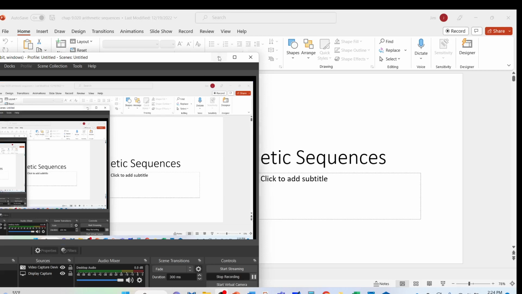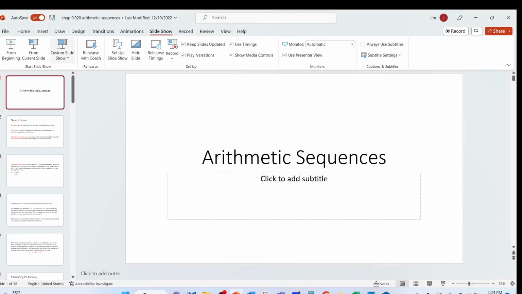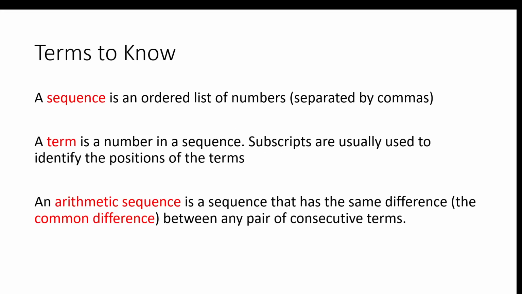In this video, we're going to talk about arithmetic sequences. Terms to know. A sequence is an ordered list of numbers separated by commas. A term is a number in a sequence. Subscripts are usually used to identify the position of the term. And those two are just like the recursive sequences that you learned perhaps in a previous video.